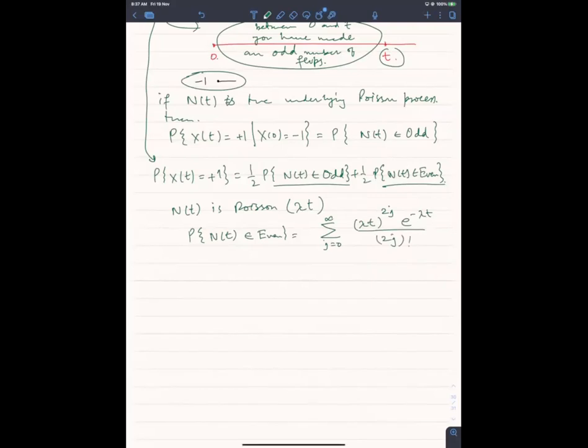ये हमने क्यों 2j किया है? क्योंकि to make sure कि आपके पास even वाली values, even वाले terms को सिर्फ काउंट करें. Similarly, probability that N of t is odd is also j is equal to 0 to infinity lambda t power 2j plus 1 या 2j minus 1 जो भी लिख दें e to the minus lambda t divided by 2j factorial.